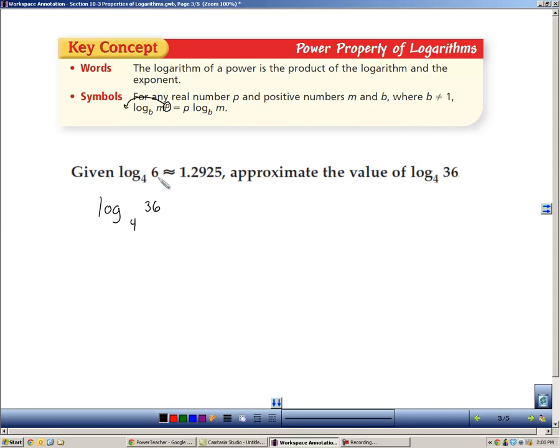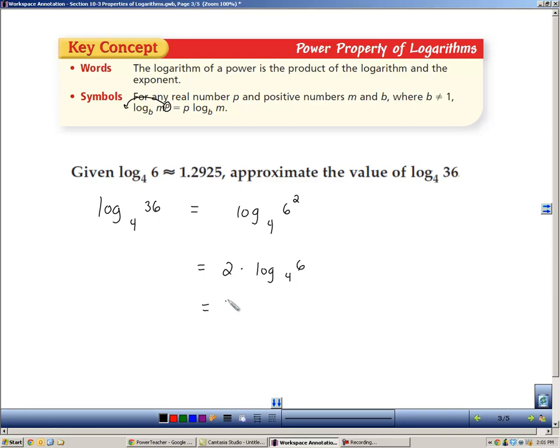I know what log base 4 of 6 is, so if I can rewrite this with a 6, I could say log base 4 of 6 squared. And now the power property says I can take that 2 and move it out in the front. So 2 times log base 4 of 6.